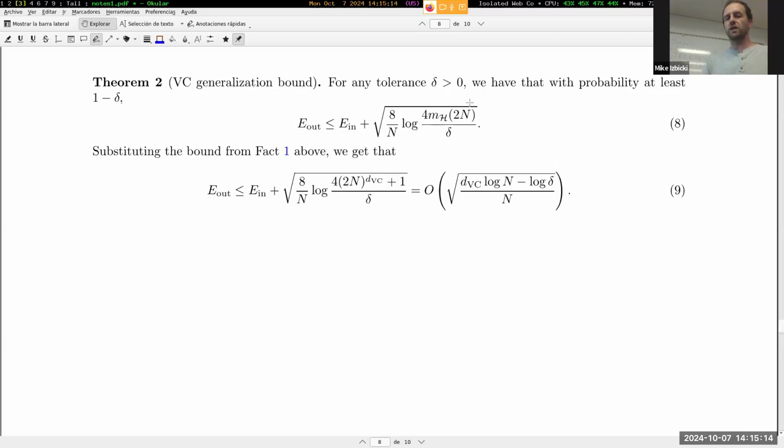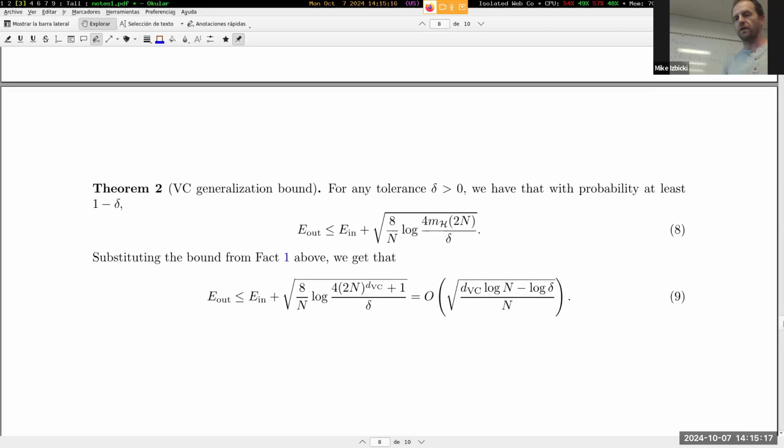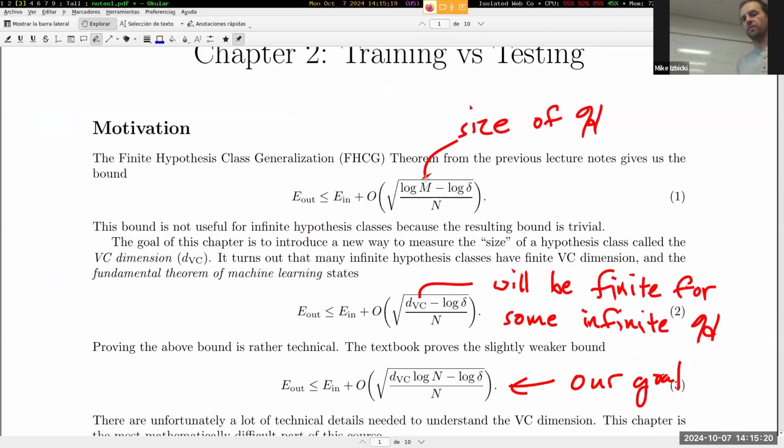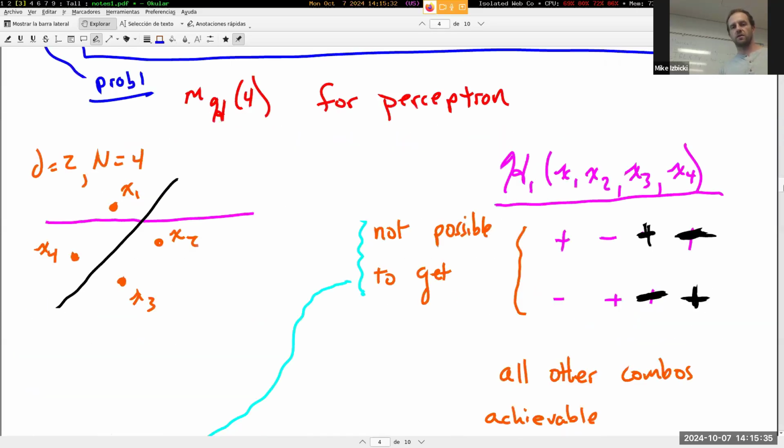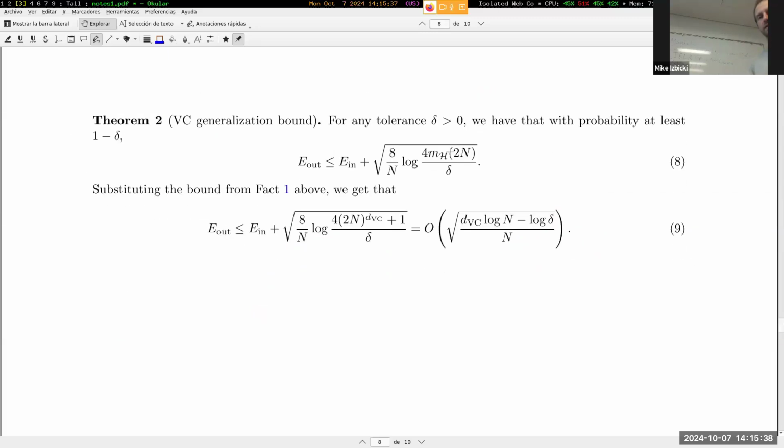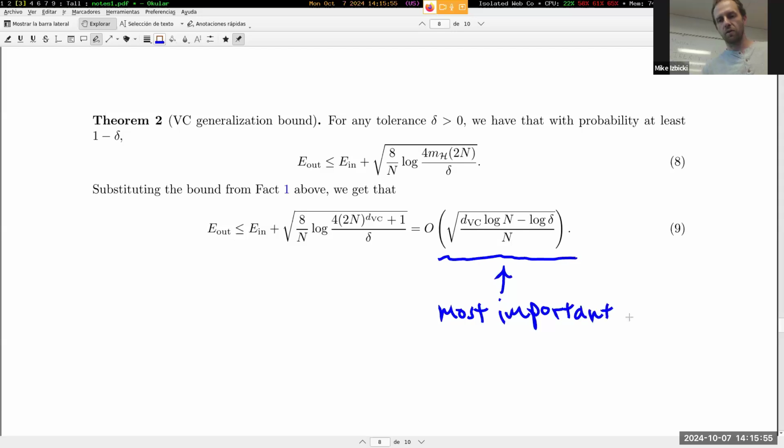The intuition behind this theorem, I'm going to scroll back up to the very first page here. The intuition is we take the M here, the size of our original finite hypothesis class, and we can now replace that M with our growth function, the lowercase m sub H. And when we do that, we get the bound that looks like this, rewritten in 3 equivalent ways right here. The asymptotic notation version right here is the most important one.